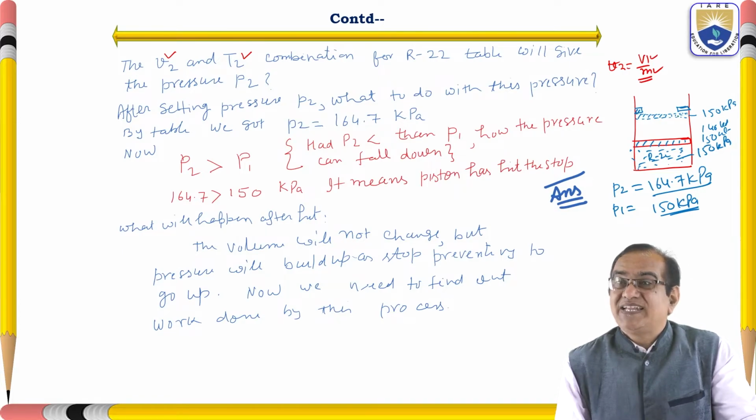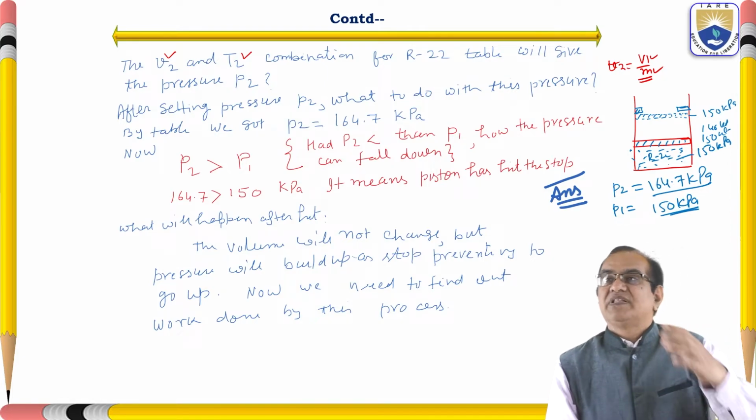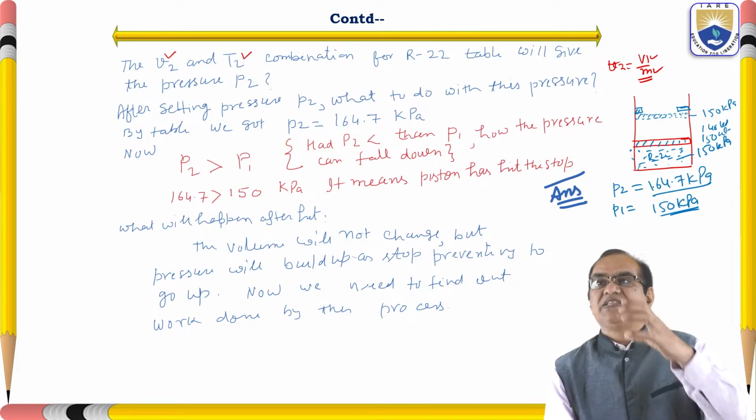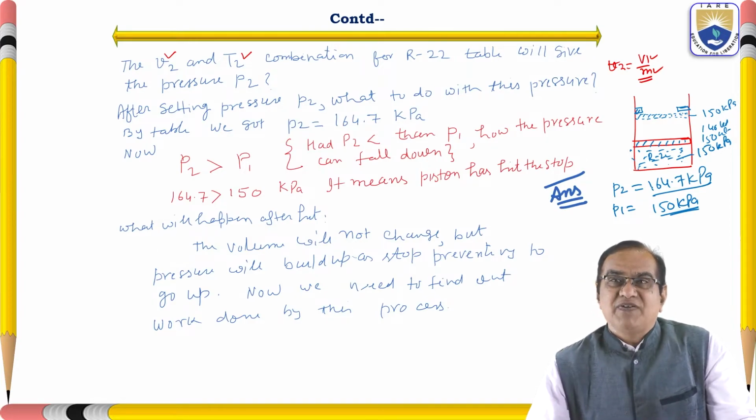As and when it is about to touch, the pressure will increase. So here we got P2 is more than 150 kilopascal, which is the initial condition. So it indicates that the piston has hit the stop. That is why the pressure is increasing. So P2 is greater than P1.